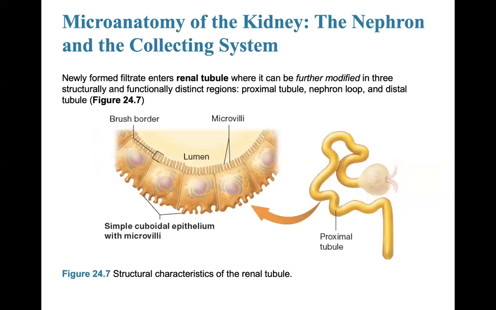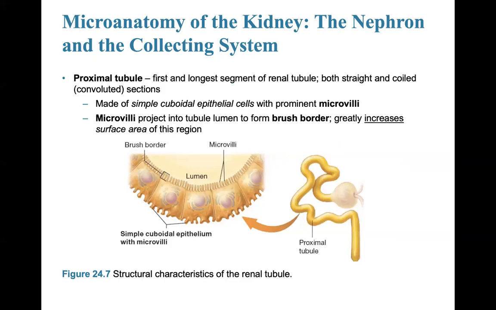So the newly formed filtrate enters into the renal tubules, where it can be further modified in three structurally and functionally distinct regions. The first is the proximal tubule, then you have the nephron loop, and then the distal tubule.